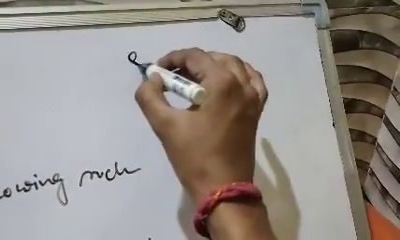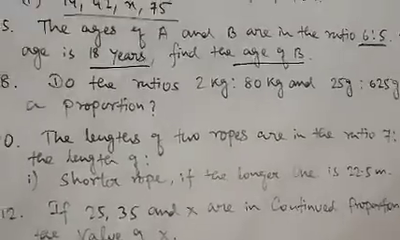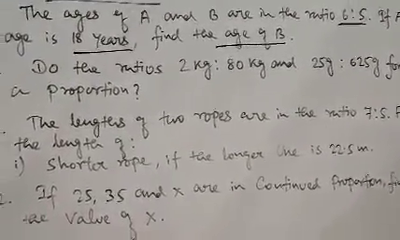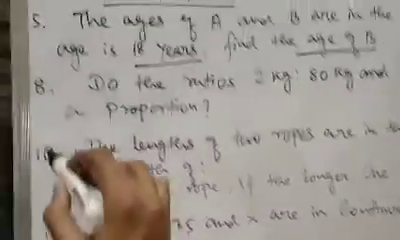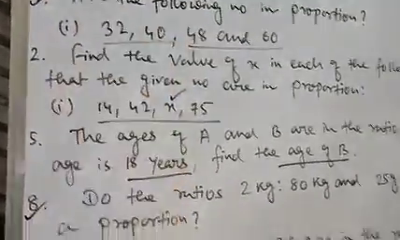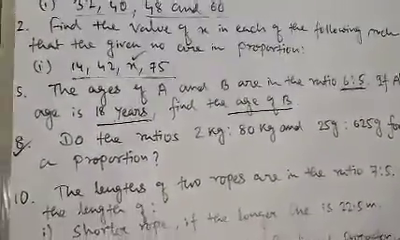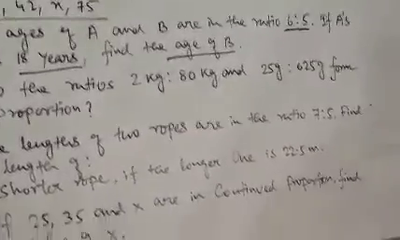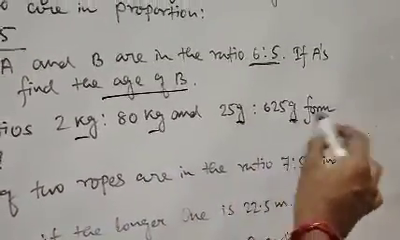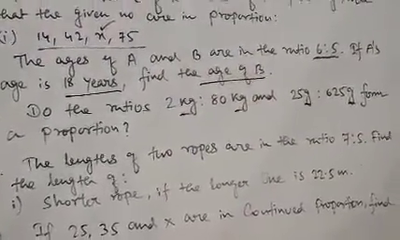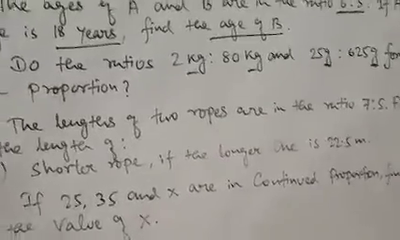Next question, question number 8. Question number 8 says, do the ratios 2 kg is to 80 kg and 25 gram is to 625 gram form a proportion? This question, question number 8, and question number 1 are similar types of questions. Same question, the only difference is that in question number 1 no unit is given, and in question number 8 units are given, that means kg and gram. So the process will be similar.